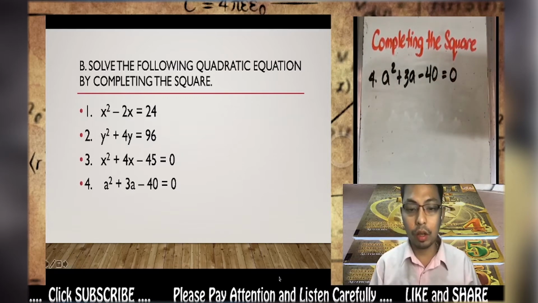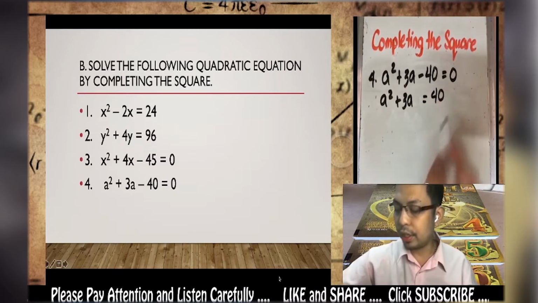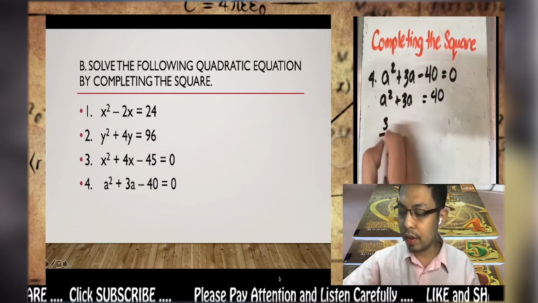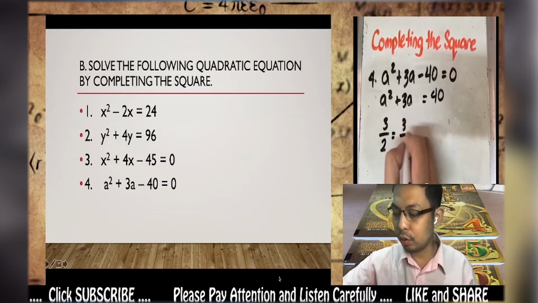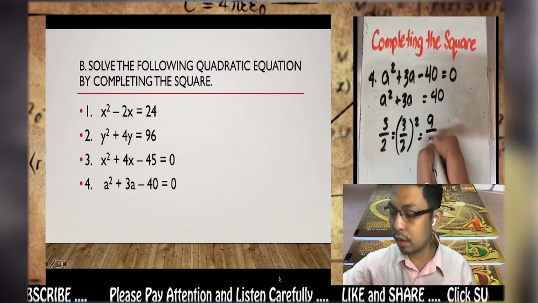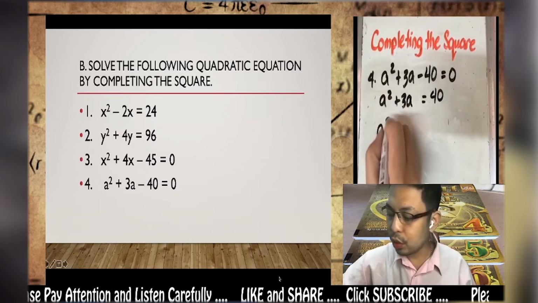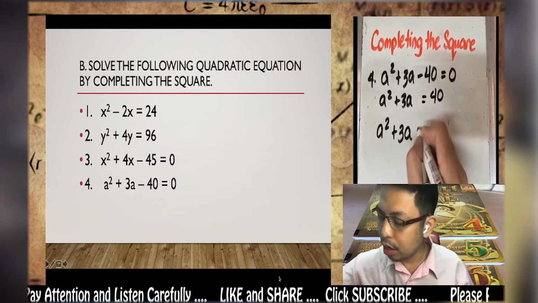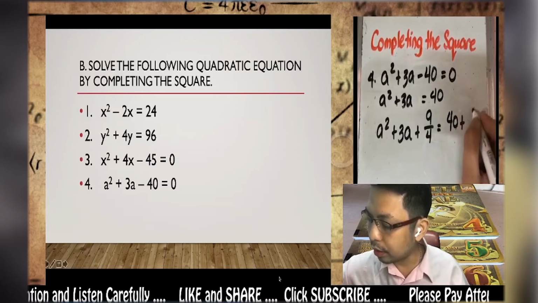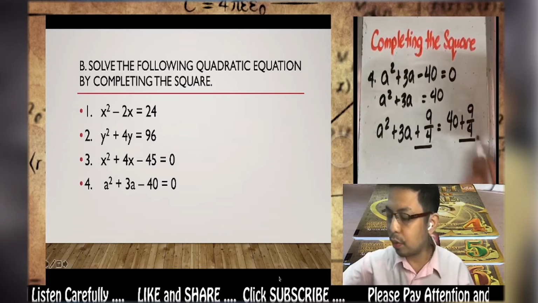Again, we have to make sure that the constant term is on the right side of the equation. It is equal to positive 40. Again, following the steps of completing the square, we have 3 divided by 2, which is 3 over 2. Squared the quotient, we have 3 squared is 9, 2 squared is 4. So add 9 over 4 on both sides. So we have a squared plus 3a plus 9 over 4 is equal to 40 plus 9 over 4.